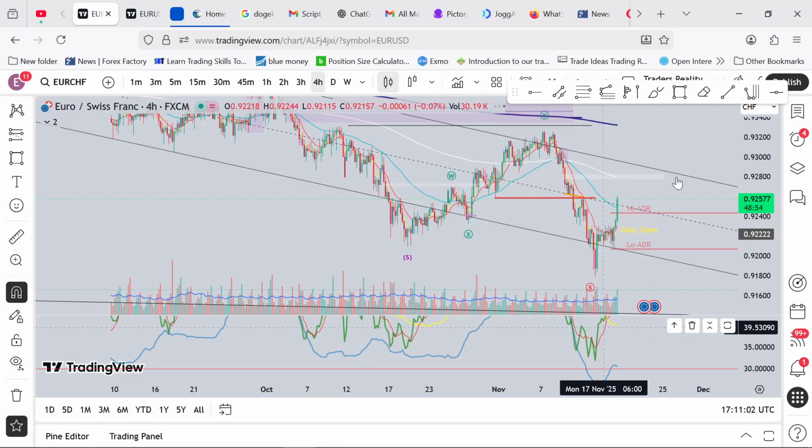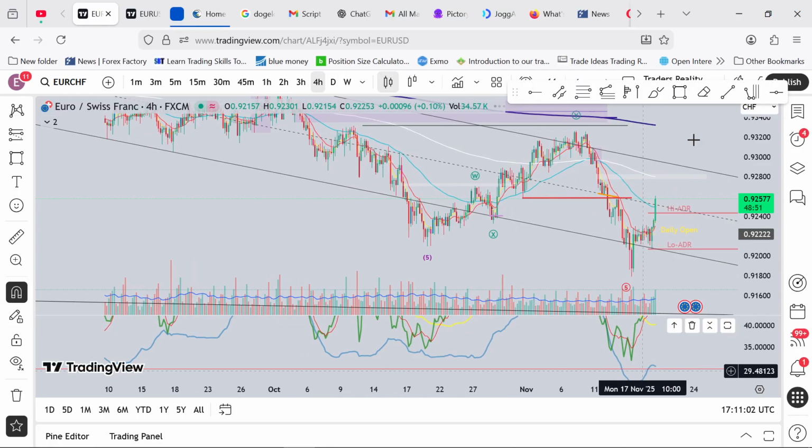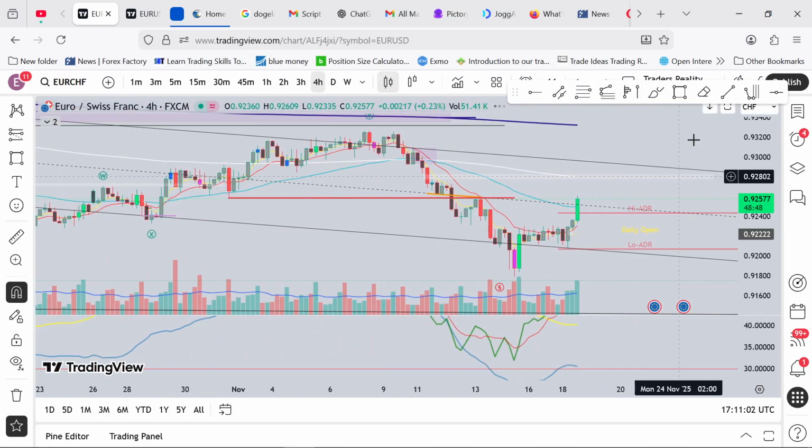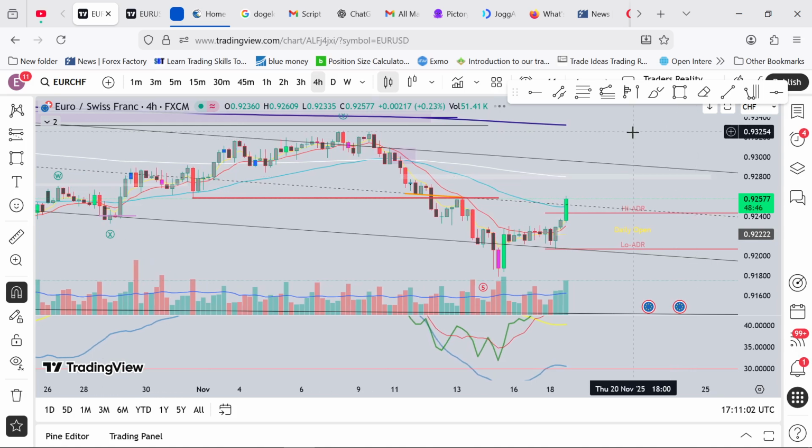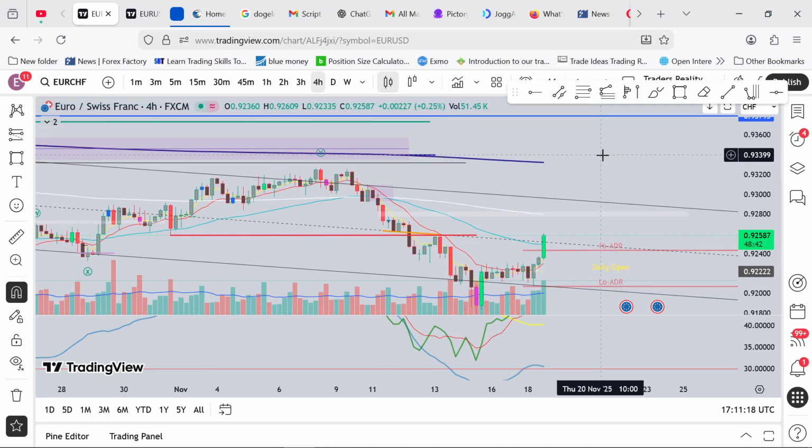Sorry, my computer's playing games. Let's just get off the TDI for now. I think I've got too many things running in the background. Why has it just done this?